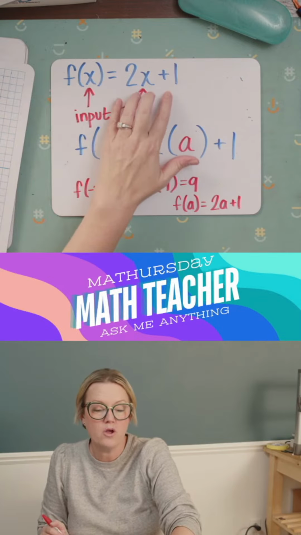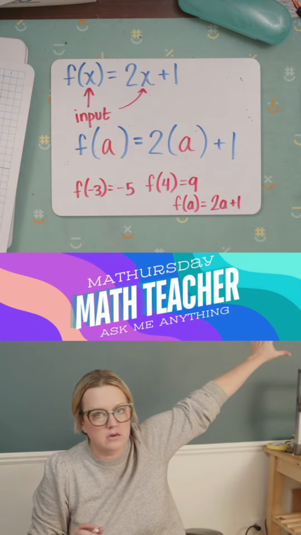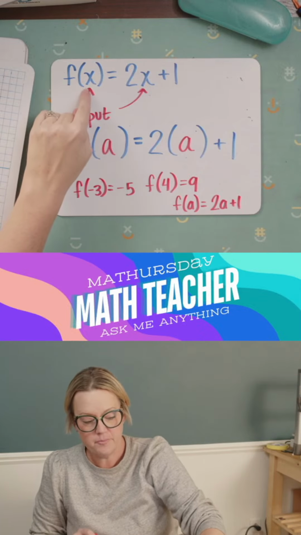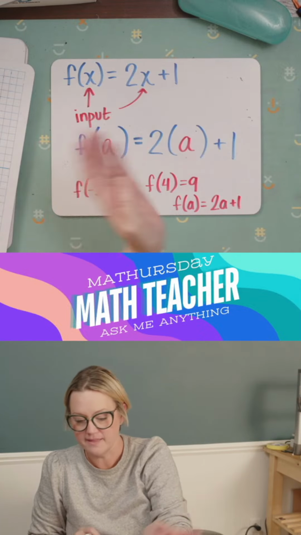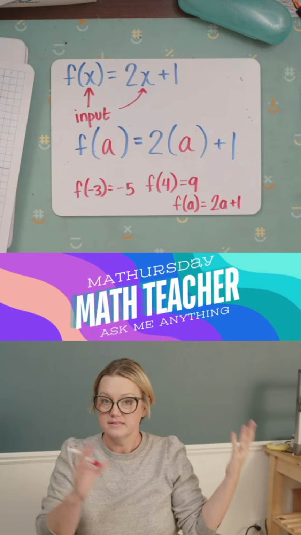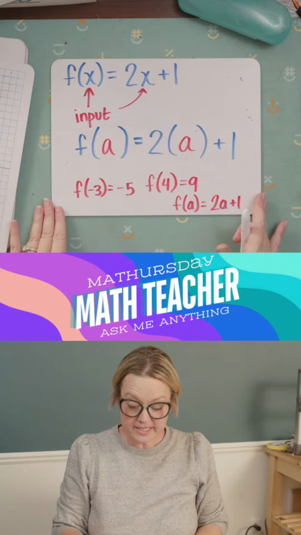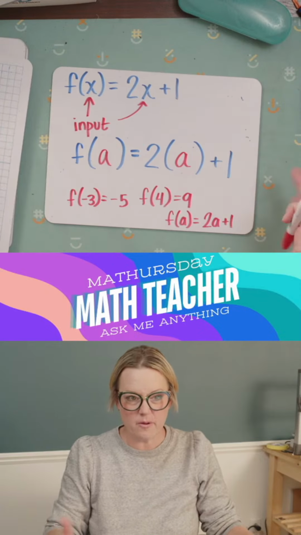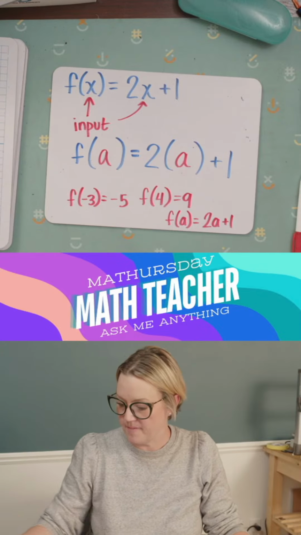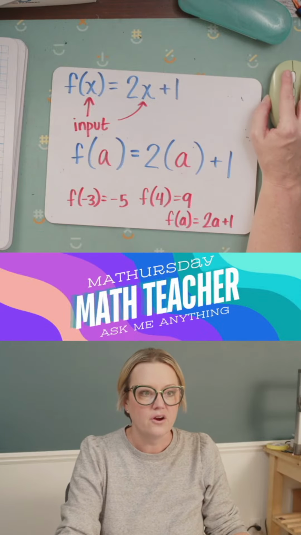No matter how complex this gets, it could be some crazy polynomial function. The input is the input, and then you simplify. That's it, okay? Simple, not always easy. This is when you're getting a little more into Algebra 2, but sometimes some teachers will start showing this a lot earlier.